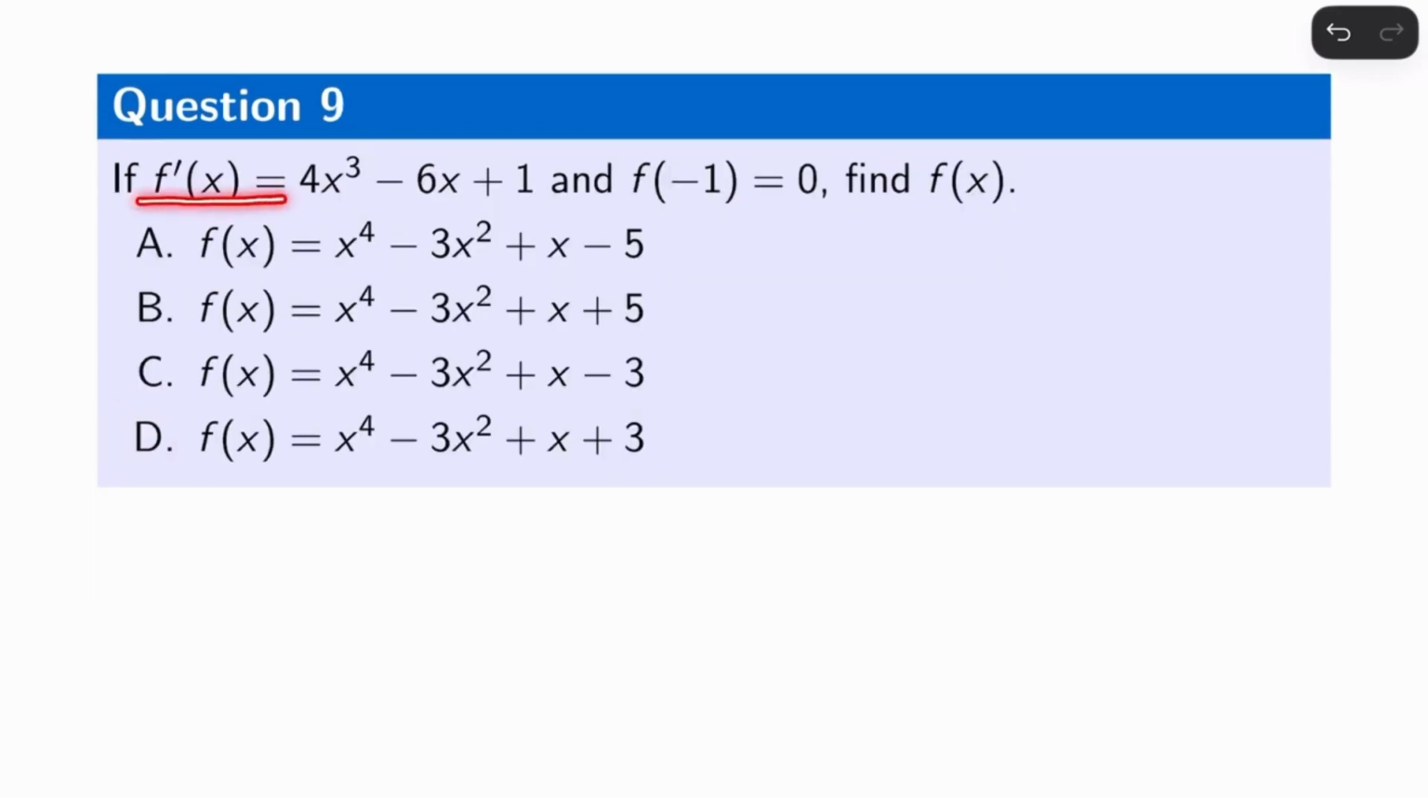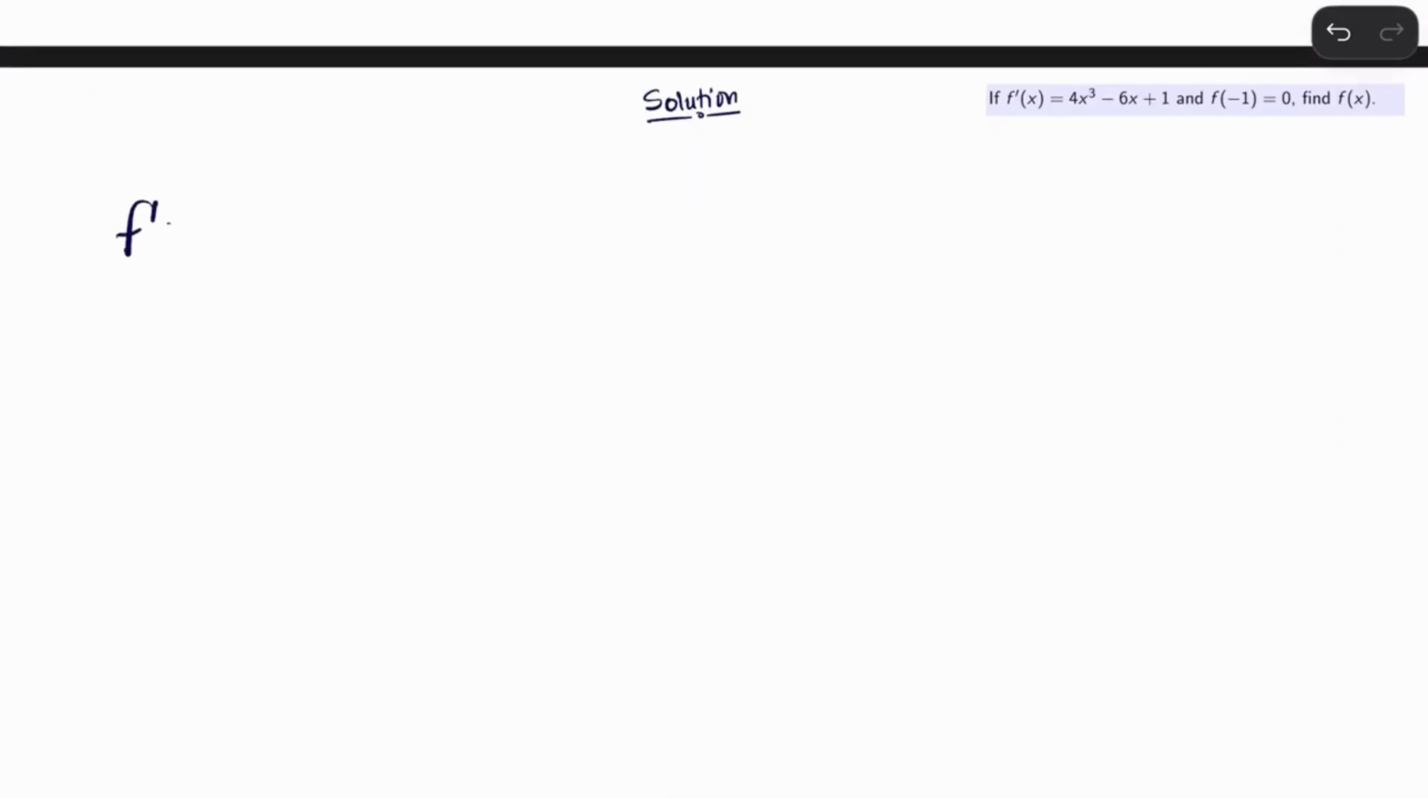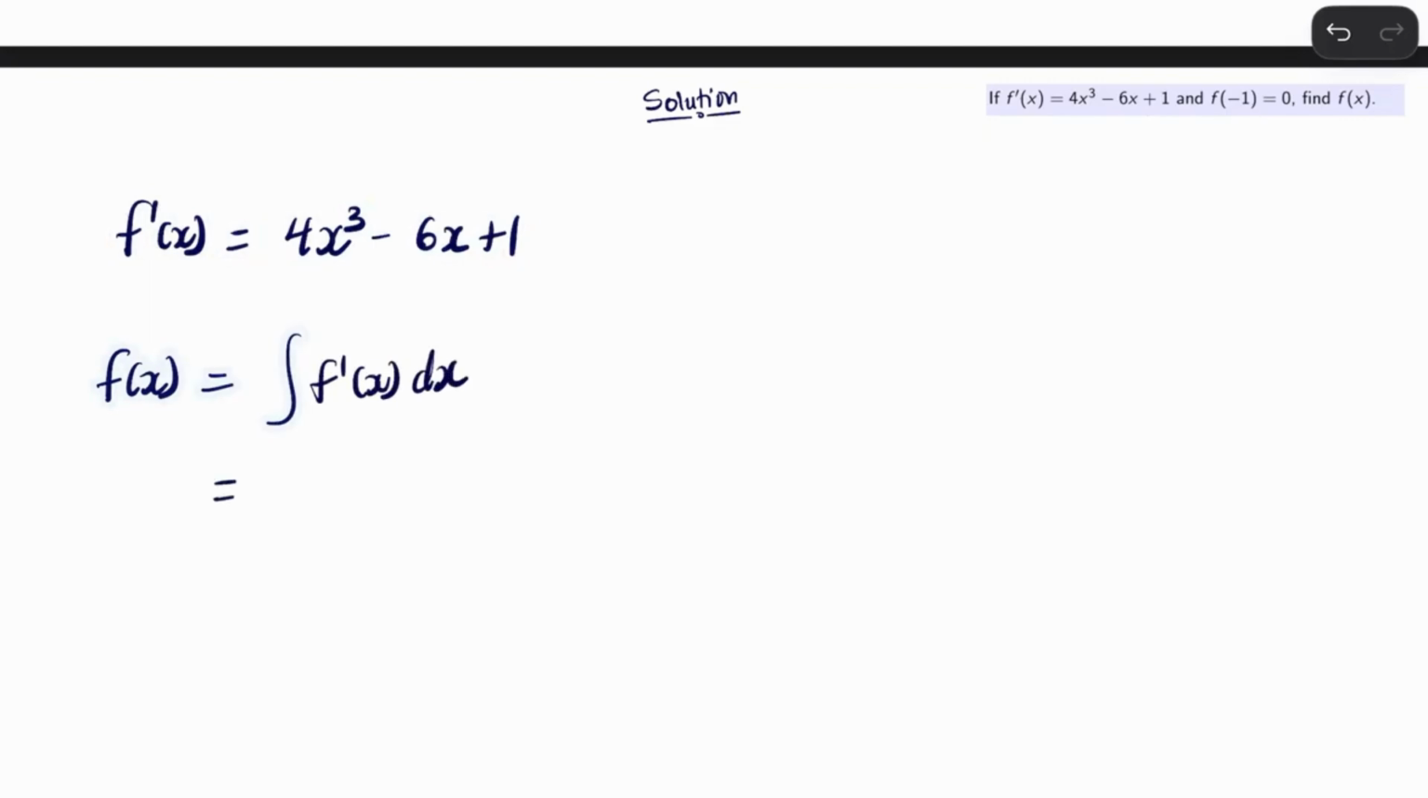Question 9. If f prime is equal to 4x cubed minus 6x plus 1 and f at minus 1 is equal to 0, find f of x. Solution. Here we are given the derivative of f to be equal to 4x cubed minus 6x plus 1. So to find f, you have to integrate f prime to get f, right? So now let's compute the integral of f prime. And so f of x is going to be the integral of f prime of x with respect to x. And so we are going to integrate 4x cubed minus 6x plus 1 with respect to x.